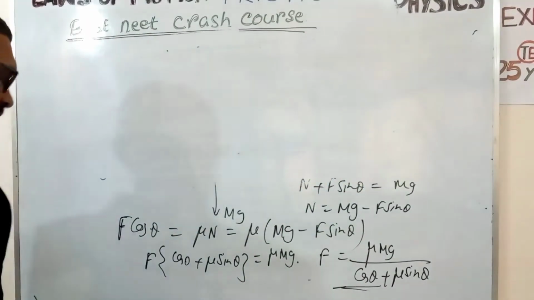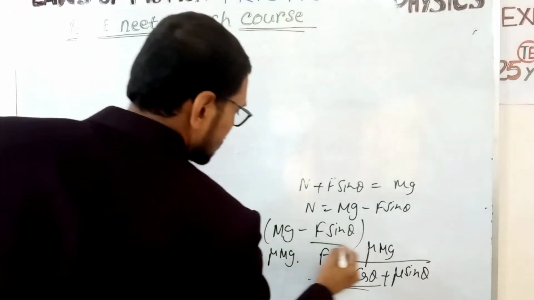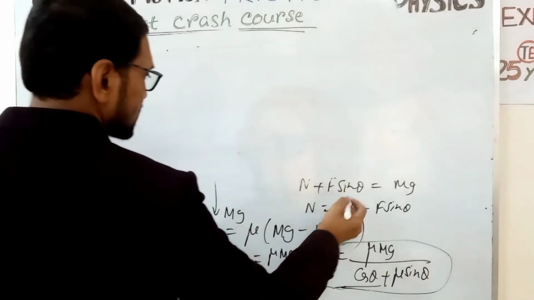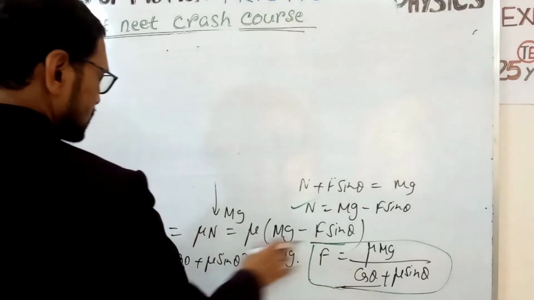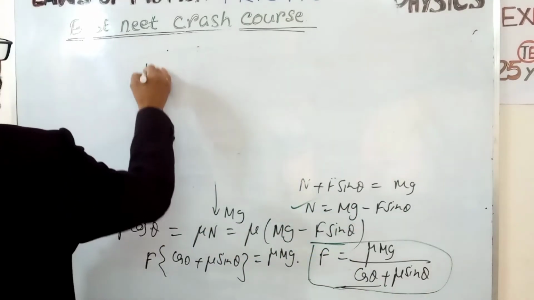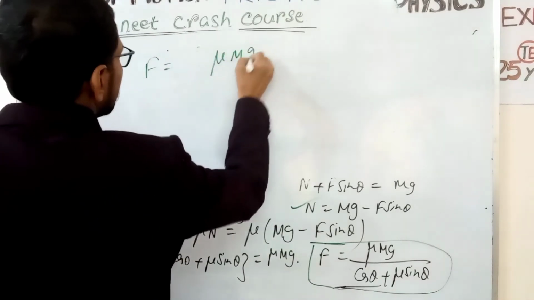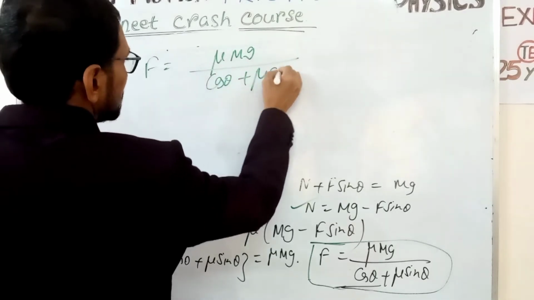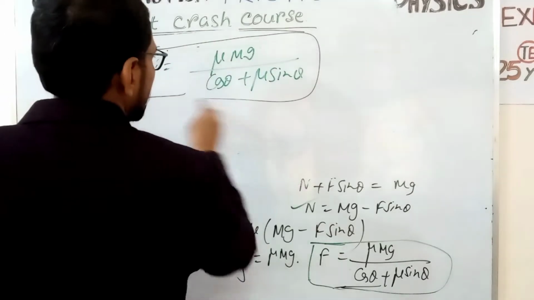So NEET students, remember this formula, or if you cannot remember it, then just write the two equations, this and this. From the two equations you get the force. Now what is the formula of force? The force required equals mu mg divided by cos theta plus mu sin theta. So this is the answer. Now two cases may arise.